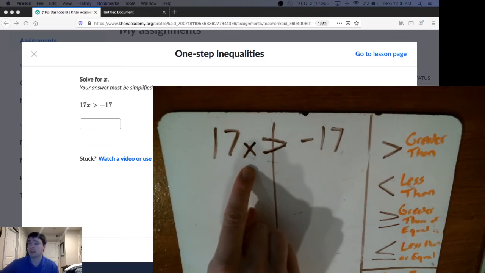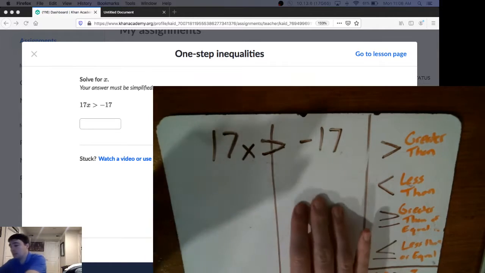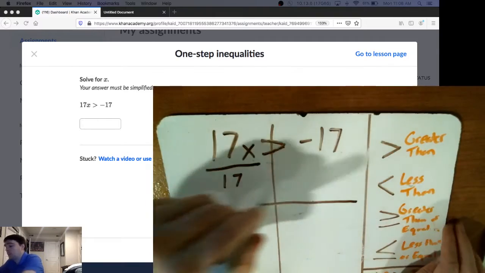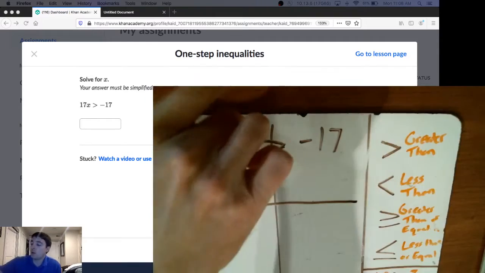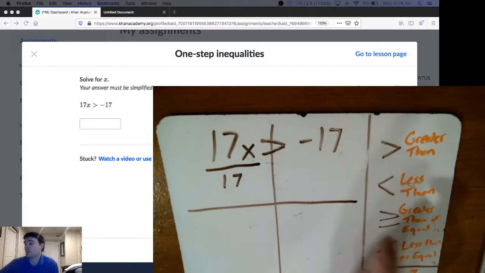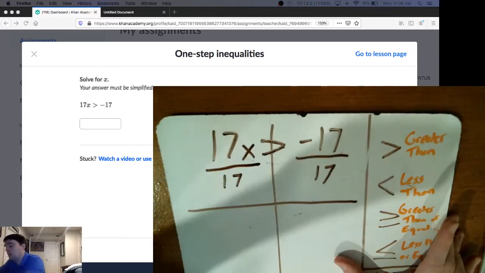Here the x is on the left side, it's multiplied with 17, so the way I'm going to get rid of multiplied with 17 is I'm going to divide by 17. That would cancel out the multiply by 17. But if I change one side of the inequality by dividing by 17, I need to change the other side in the same fashion. It's largely the same rule from solving equations.